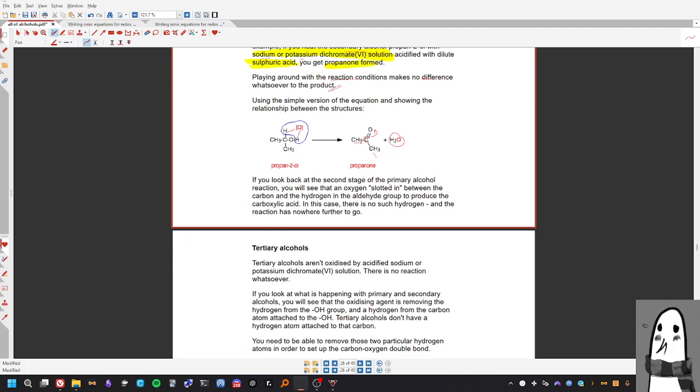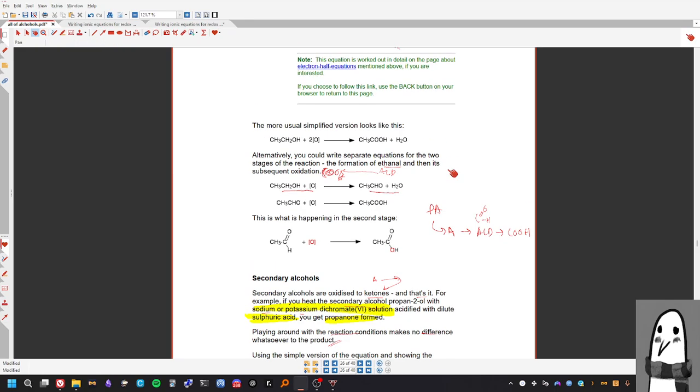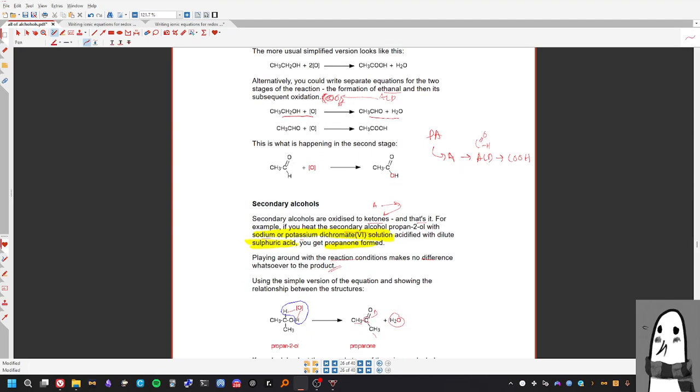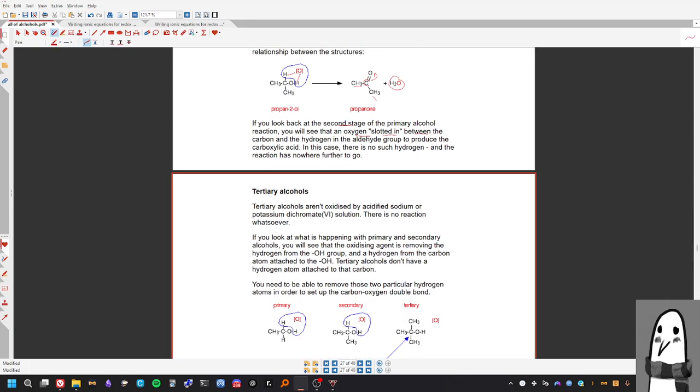Now if you look back at the second stage of the primary alcohol reaction, you'll see that the oxygen is slotted in between the carbon and the hydrogen in the aldehyde group to produce the carboxylic acid. Second stage of the primary alcohol, where it gets further oxidized and oxygen is slotted in between the carbon and the hydrogen. The O is just put in right there. You just slotted in that oxygen to produce that carboxylic acid. In this case, there is no such hydrogen and that reaction has nowhere further to go.